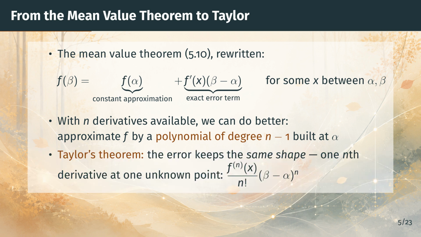And here is the remarkable answer, the content of Taylor's theorem. When we pass from the constant approximation to the polynomial of degree n minus 1, the error term keeps exactly the same shape as in the mean value theorem. It is the derivative of order n, evaluated at a single unknown point x between alpha and beta, divided by n factorial, times beta minus alpha, raised to the power n. One derivative, one mystery point, one clean formula. Before we make this precise, let's see with our own eyes how good these polynomial approximations are.